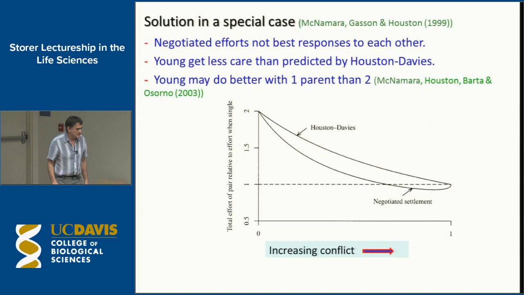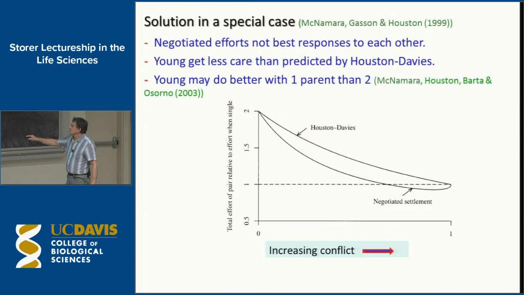And you can see this here. This is a parameter in the model which measures the degree of conflict between the parents. This is the amount of care the young get if they have one parent alone. And this is the Houston-Davis solution, the total care by both parents under the Houston-Davis solution. This is under the negotiated settlement. And you can see it's actually lower in some cases.